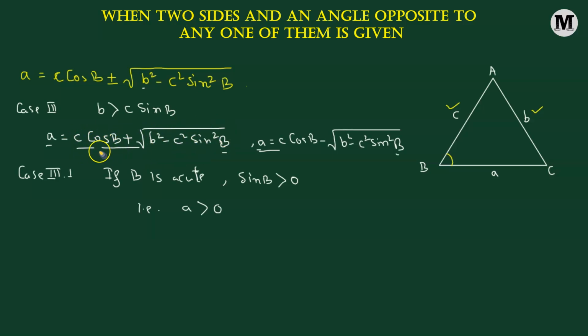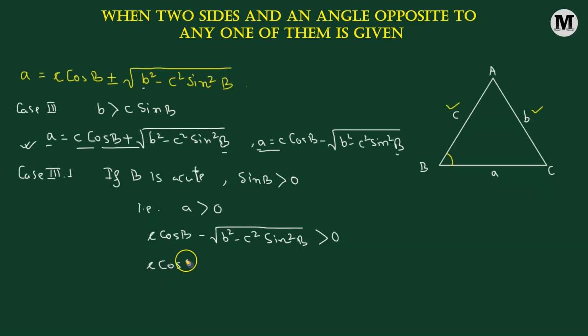So this is fine. That means we are going to get one solution of this particular form. Here we need to find all the conditions that yield two solutions. So we consider this case where we have C times cosine of angle B minus the square root of B squared minus C squared times sine squared B. We're going to consider that this also has to be greater than 0 in order for the triangle to have two solutions. So let's solve this inequality.